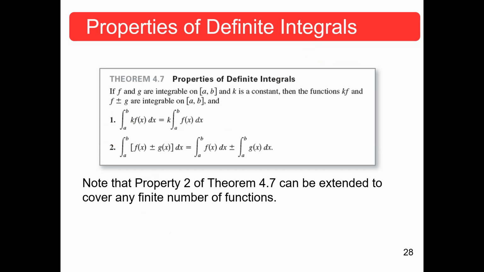Now, theorem 4.7 is a couple of properties that we use, and they're very similar to properties that we've used all along. If you've got a k, you can bring it out front. If you're taking the integral of a sum or difference, it's just the sum or difference of the individual integrals. Okay? Notice that this can also be extended to cover any finite number of functions. If I'm adding 20, it doesn't matter. I can separate it into 20 separate integrals.